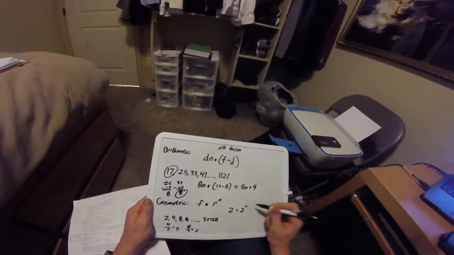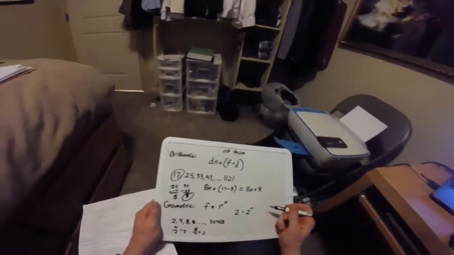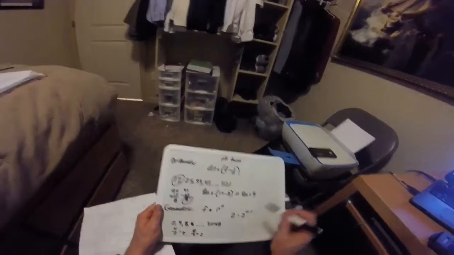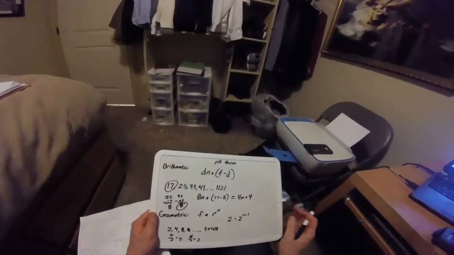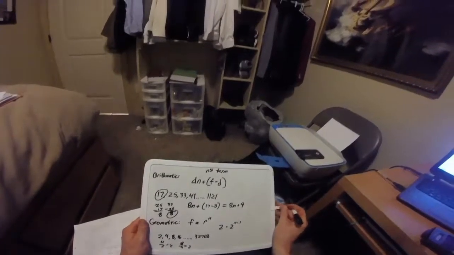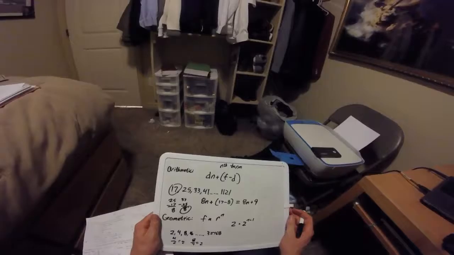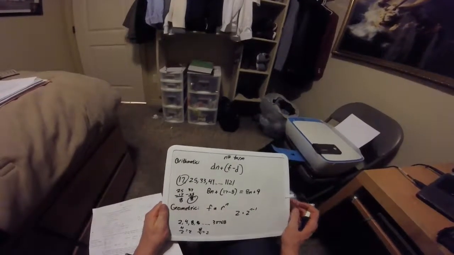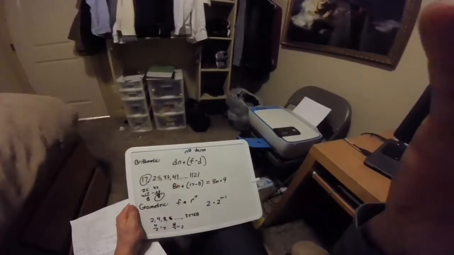2 raised to the n minus 1, because we figure for the number that's being overcounted. So that's why we minus the 1. So that is how you find the nth term in arithmetic and geometric sequences.